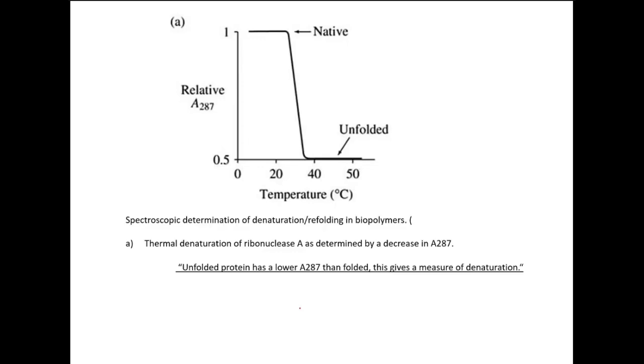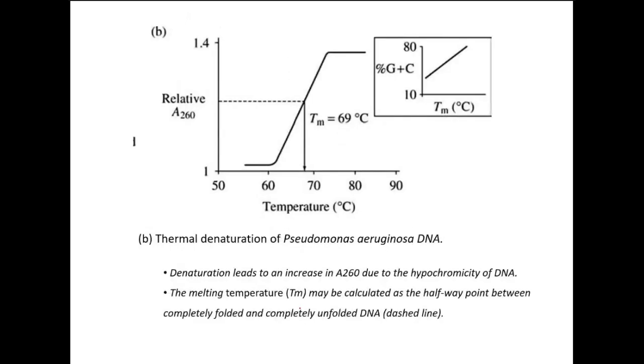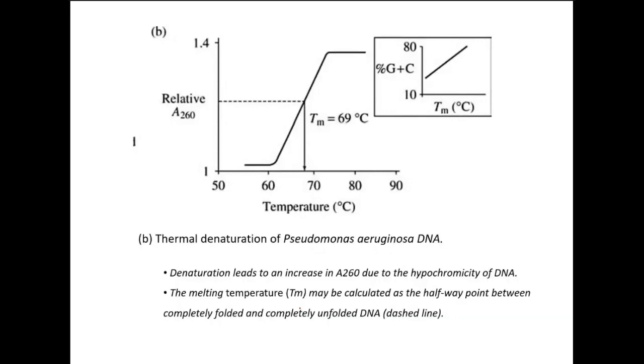UV visible absorption spectrophotometer. So the study of structure determination is not confined only to proteins. For any biopolymer, the change in structure can be studied by using UV visible spectroscopy. This I have already explained. This is just the thermal denaturation of DNA isolated from Pseudomonas aeruginosa.